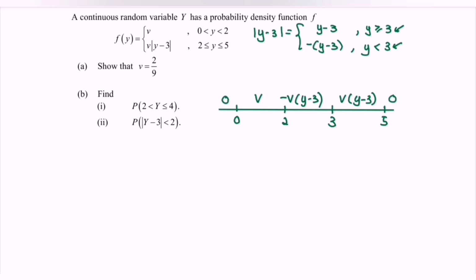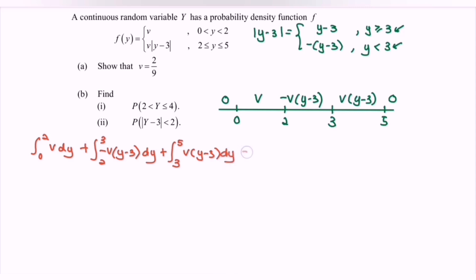So based on situation number 1, we have to show that v is equal to 2 over 9. Based on the definition, as we all know, the summation from negative infinity until infinity is equal to 1. So integrate from 0 until 2 the function v dy, plus from 2 until 3 the function negative v multiplied with (y minus 3) with respect to y, plus integrate from 3 until 5 the function v multiplied with (y minus 3) with respect to y, which is equal to 1.